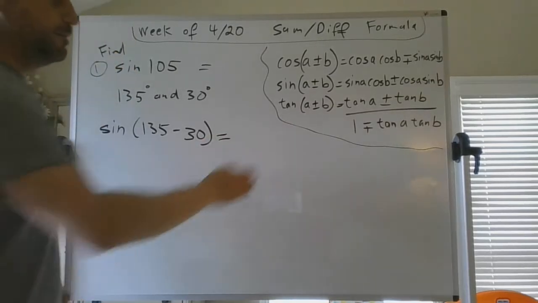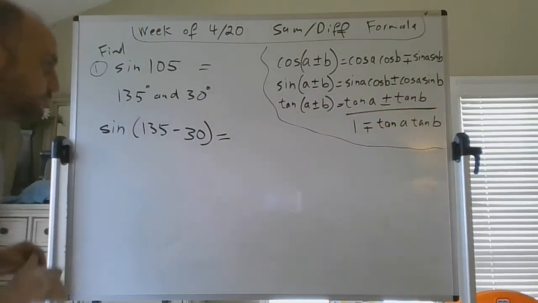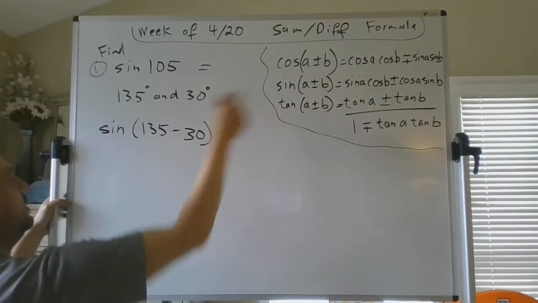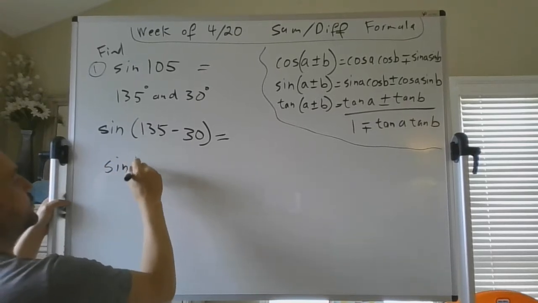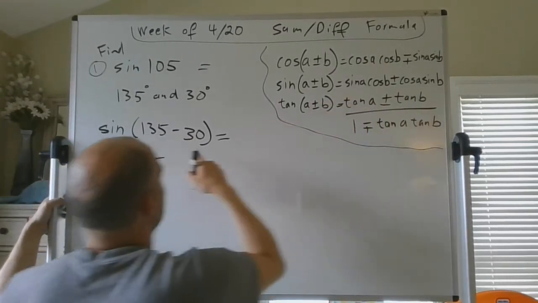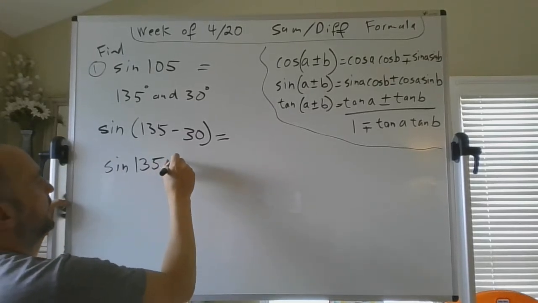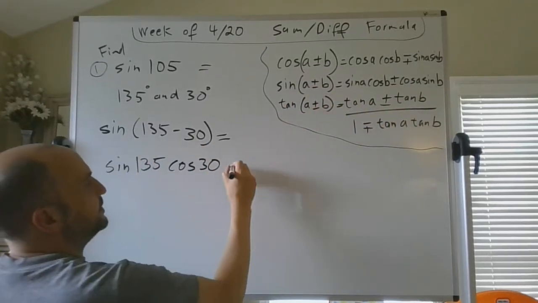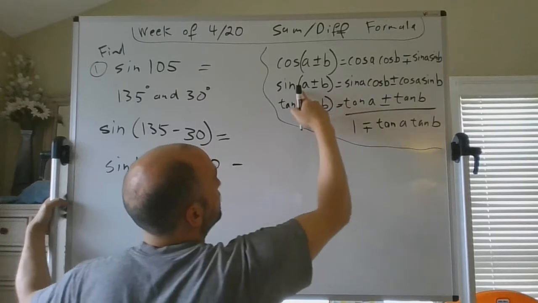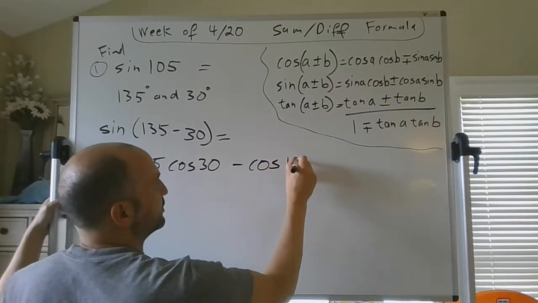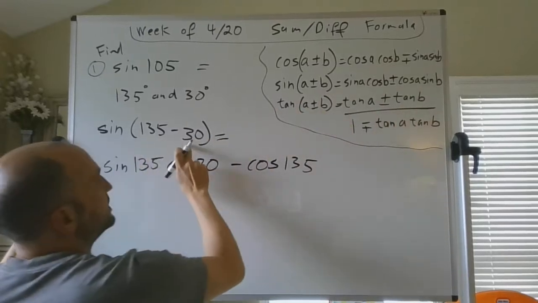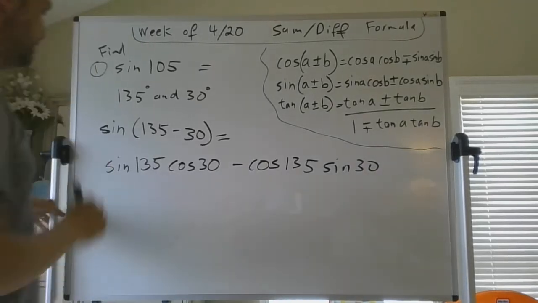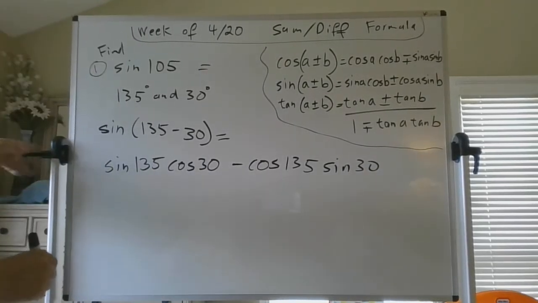Well, let's follow the formula. That's the formula right there. Okay, and since we're subtracting, we're going to have to use the subtraction right there, so let's keep that in mind. So sine of A, that means the sine of the first one, so sine of 135 times cosine of B, which is the second one. So I'll write here cosine of 30 minus, because we're using minus here, cosine of A, so cosine of the first one, so that's cosine of 135 times the sine of B, so the sine of the second one, the sine of 30.